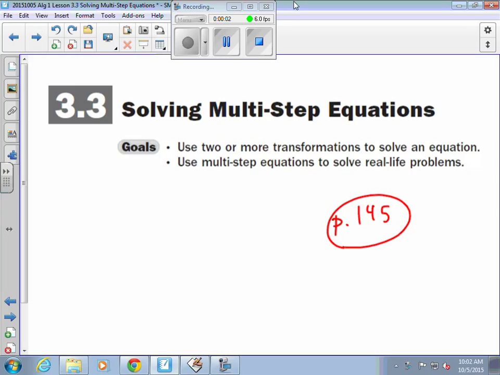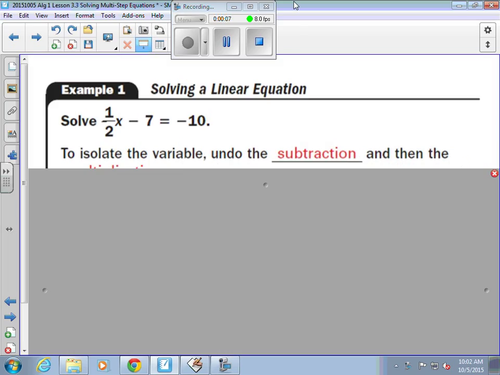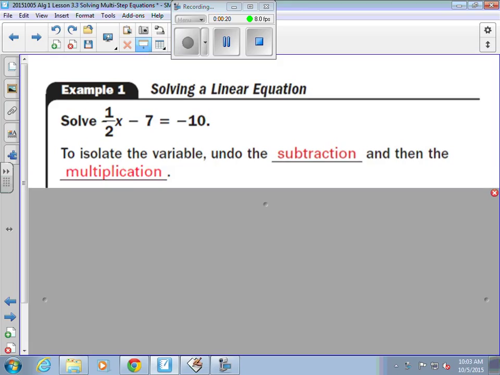This is Algebra 1, Lesson 3.3. We're solving multi-step equations, beginning on page 145. Example number 1 is solving a linear equation: 1 half x minus 7 is equal to negative 10. To isolate the variable, undo the subtraction and then the multiplication.